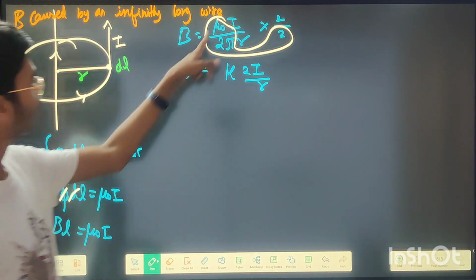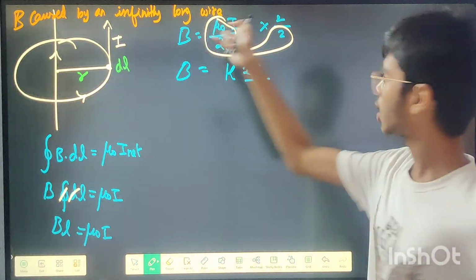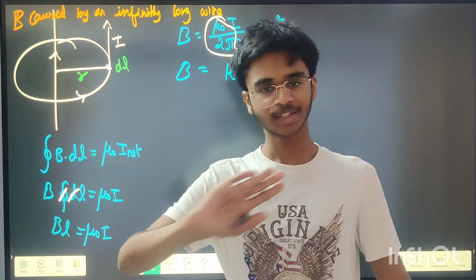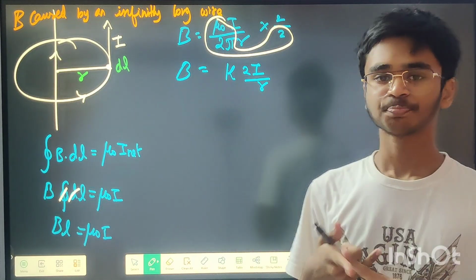And also this is the formula that we have got, mu naught I by 2 pi r. I said mu naught I by 2 pi r, that is what I said, right? That's what we have got over here. There won't be any difference between using Ampere's circuital law and using that formula.